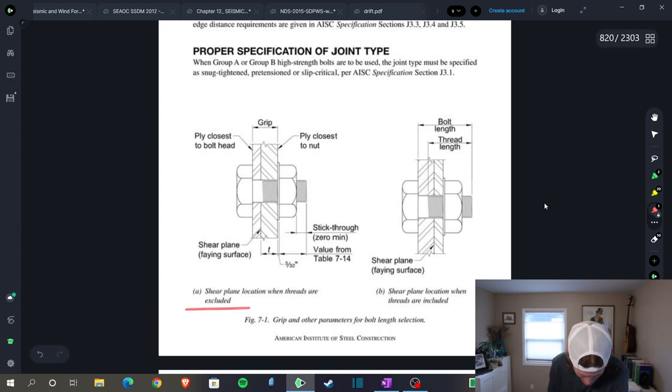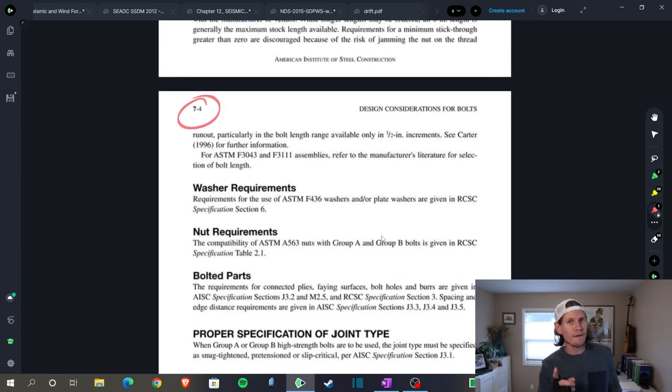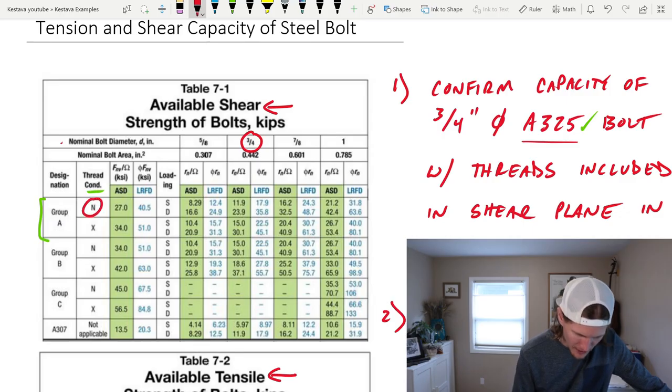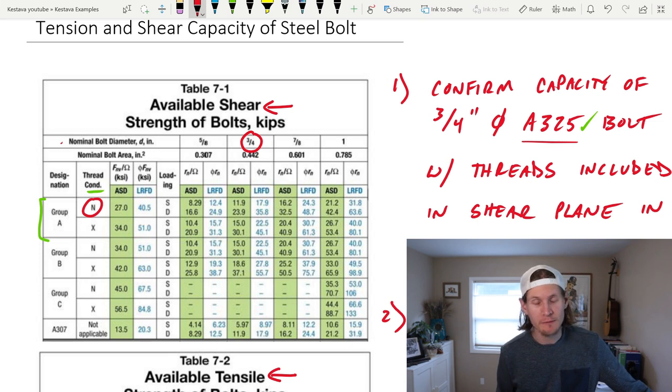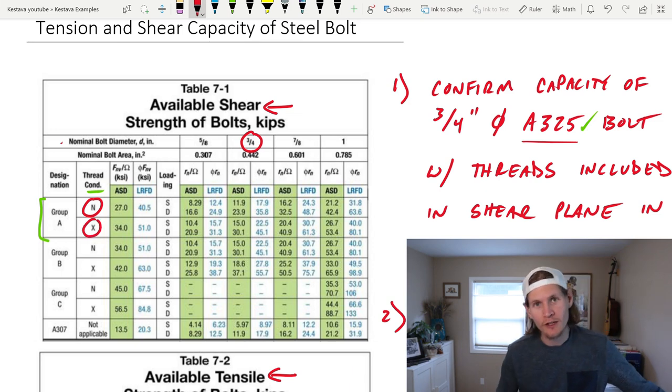They give you condition A, shear plane locations when threads are excluded from the shear plane, and then when they are included in the shear plane. And this right here, the dashed red I'm doing, is your shear plane, as they have also called out. This is figure 7-1, and it's on page 704, specifically in the 15th edition. And funny enough, it is actually not in the 14th edition. N denotes that the threads are in the shear plane, which means that you will have a less capacity for your bolt. Whereas X means that the threads are excluded from your shear plane, which means that you'll have a higher capacity.